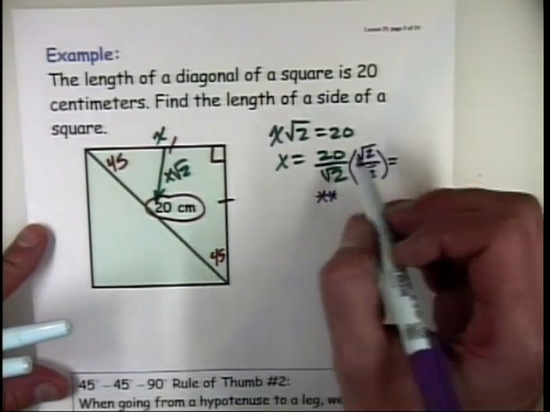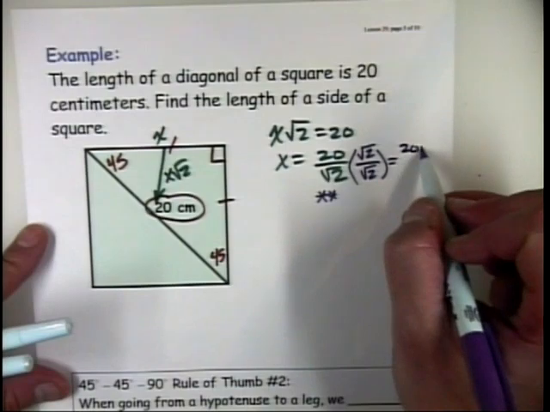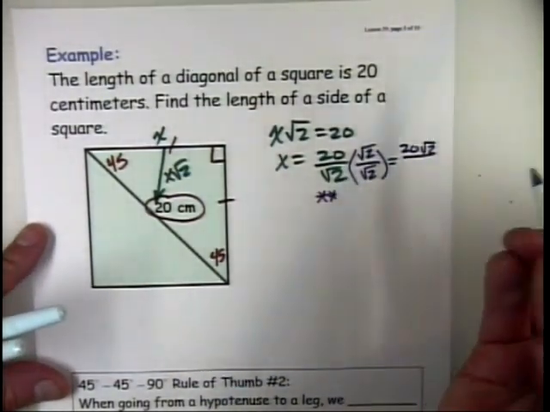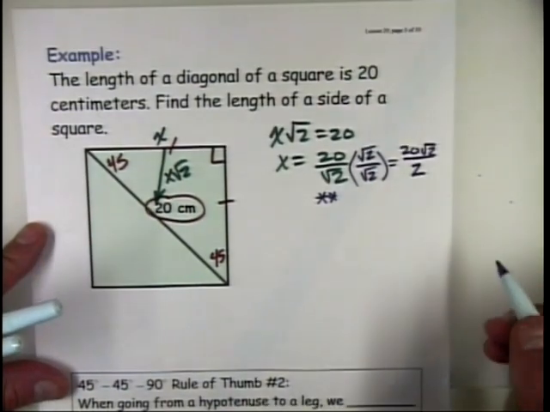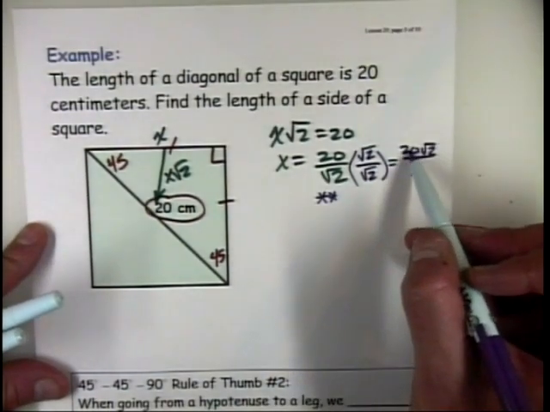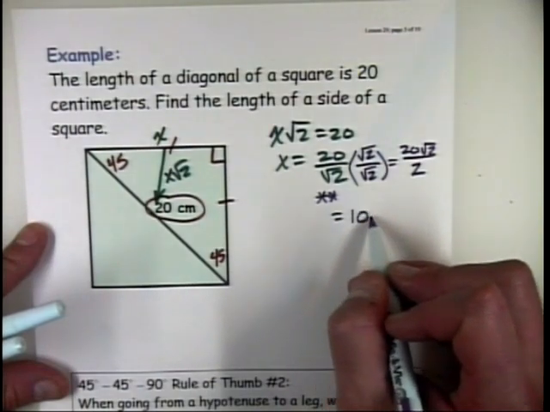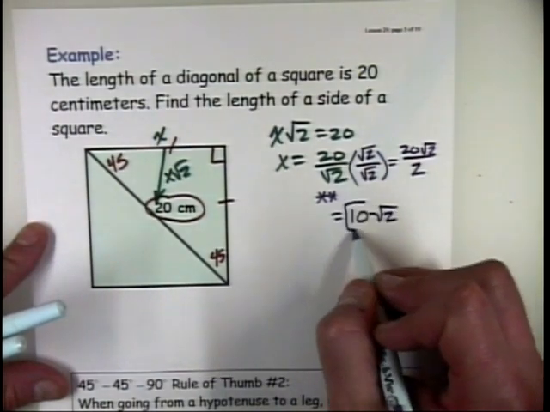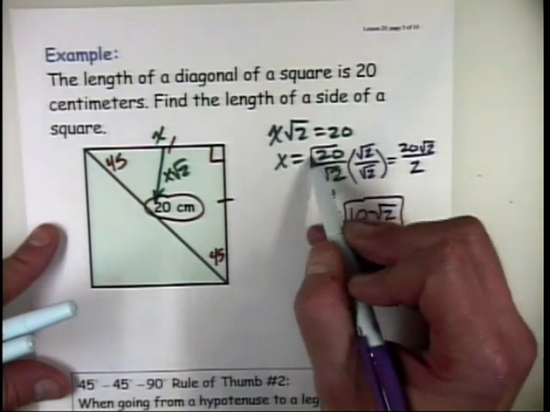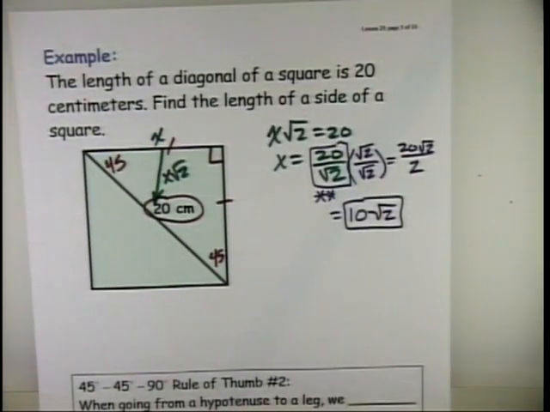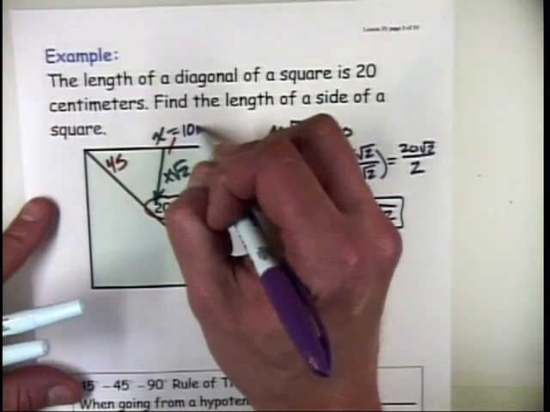Now by multiplying, I get 20 square root of 2, and the square root of 2 times the square root of 2 is the square root of 2 squared, which is in fact 2. And now I can simplify. I have 20 halves, or 20 divided by 2, which equals 10 times the square root of 2. So 10 times the square root of 2 is equivalent to 20 over the square root of 2, but 10 square root of 2 looks much prettier. So that's what x ends up being.